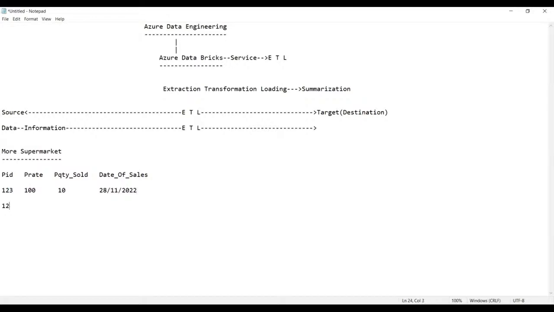And now 1, 2, 3, 4. Again we have 200 rate, and 20 is the quantity sold, and the date of sales is 28 11 2022. And then we have 1, 2, 3, 5, 300, quantity sold is 10, and the date of sales is 28 11 2022.